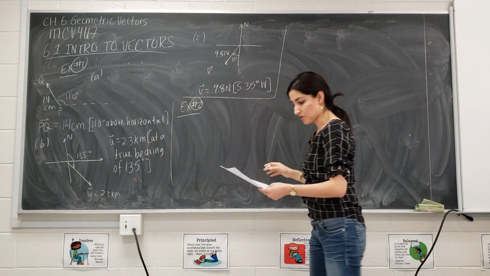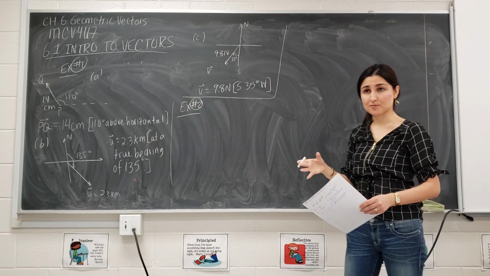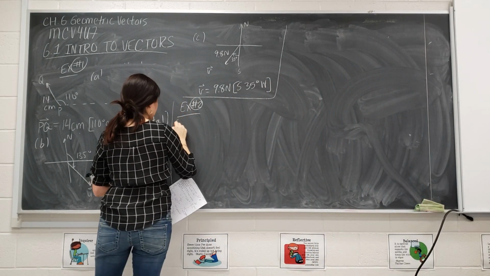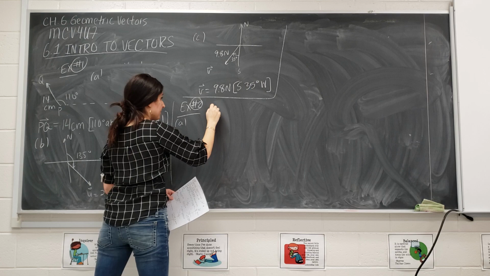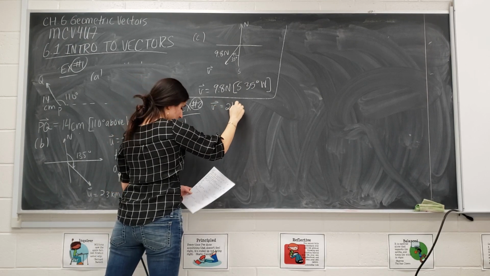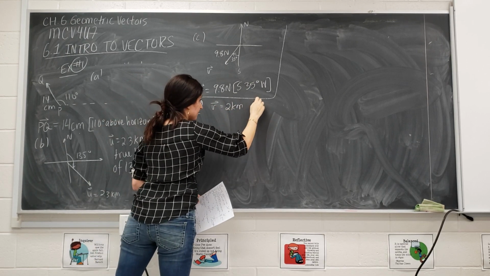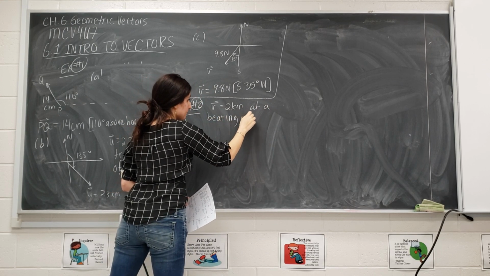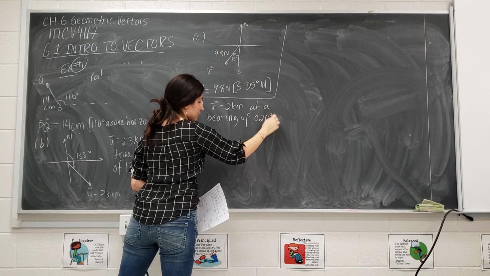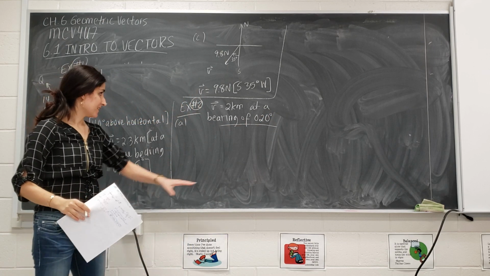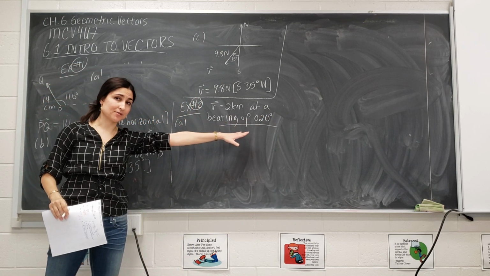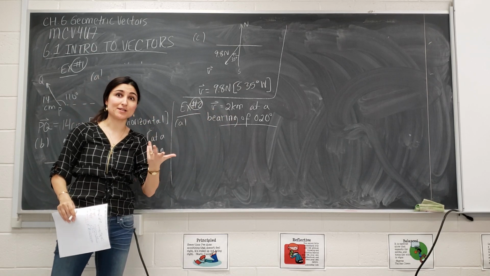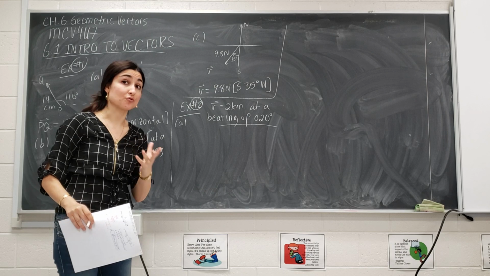All right, example 2. This time we're going to be given the description and we have to draw the picture. So part A, v is equal to 2 kilometers at a bearing of 020 degrees. Okay, so when I see that 020 degrees, there's 3 digits there, even though the first one's a 0. That's 20 degrees, but there's a 0. That's telling me it's a true bearing.